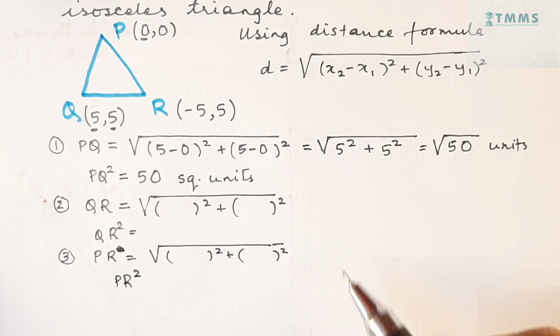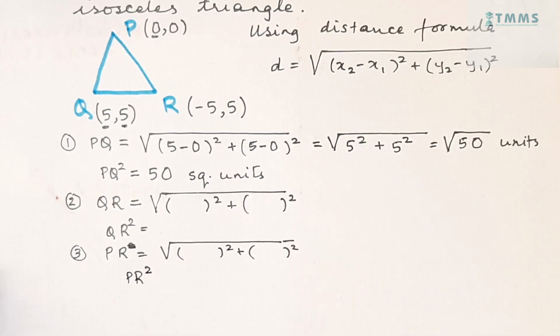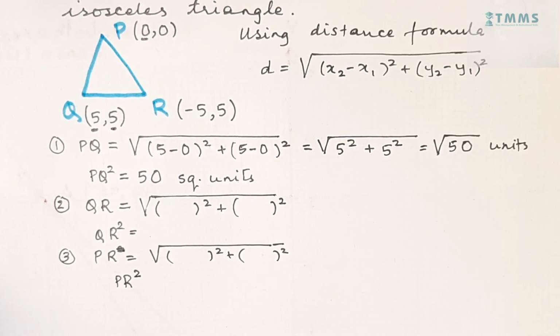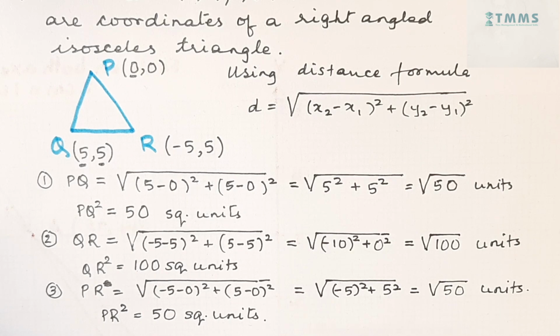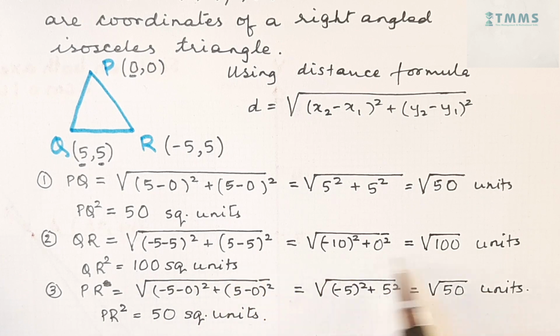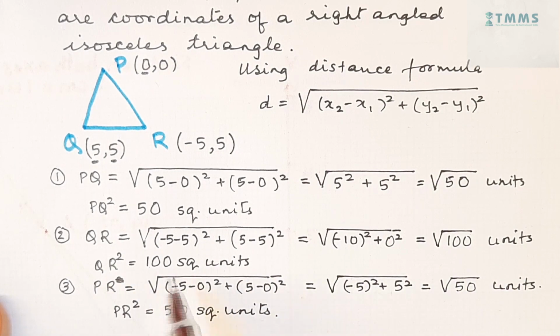Now, keep the video on pause and you are going to work it out and you are going to do this right and you all are going to get stars. Come on, start now. Check your steps. Did you get QR as under root 100? Look at this. So QR square becomes 100 square units. Now, PR came out to be this way, root of 50. So PR square becomes 50 square units.